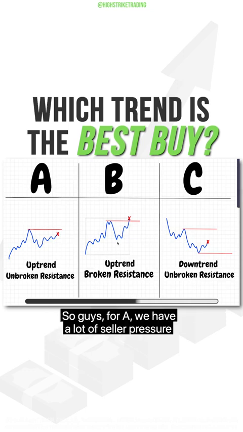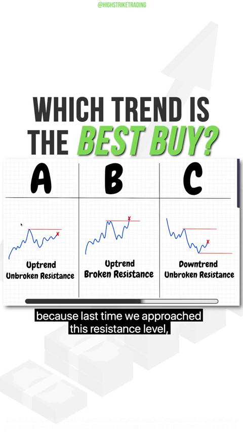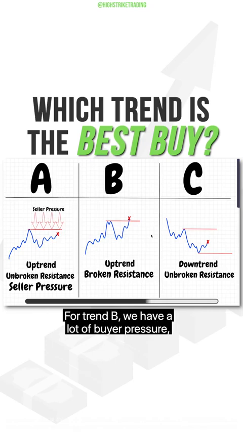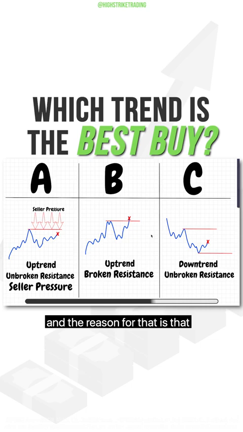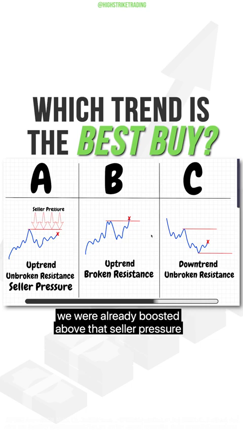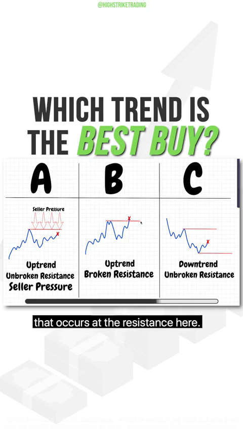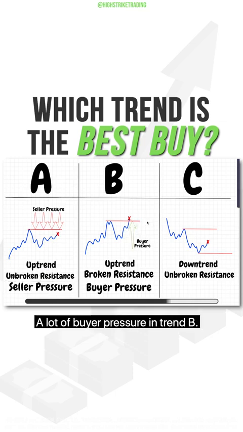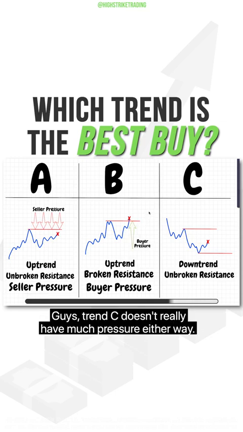So, guys, we have a lot of seller pressure for A because last time we approached this resistance level, we got rejected. For B, we have a lot of buyer pressure, and the reason for that is that we were already boosted above that seller pressure that occurs at the resistance here. So every time there's a resistance, there's going to be seller pressure approaching the resistance and buyer pressure moving through the resistance.